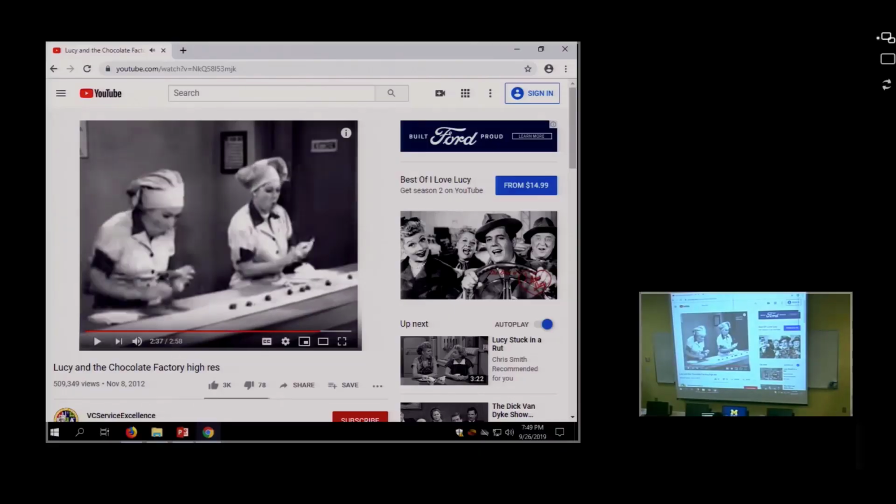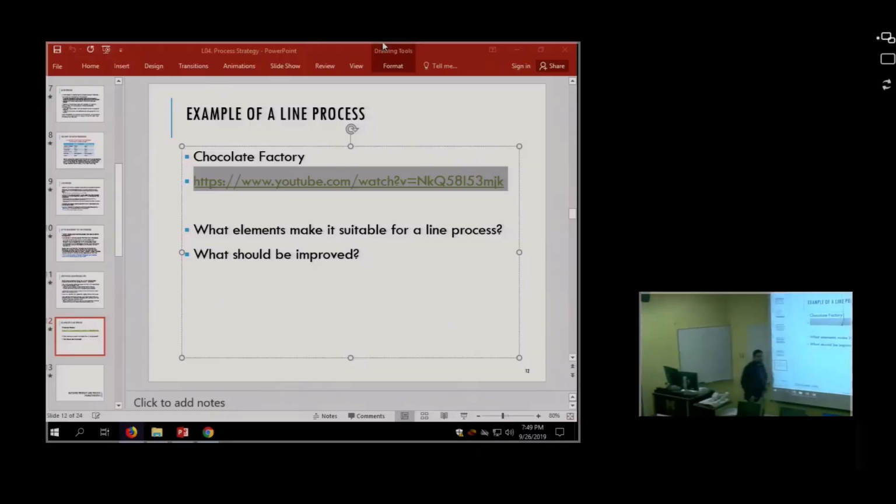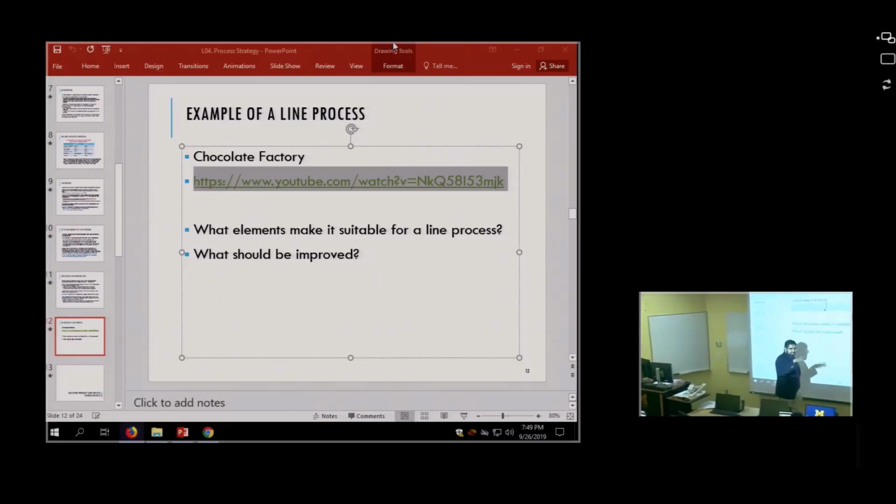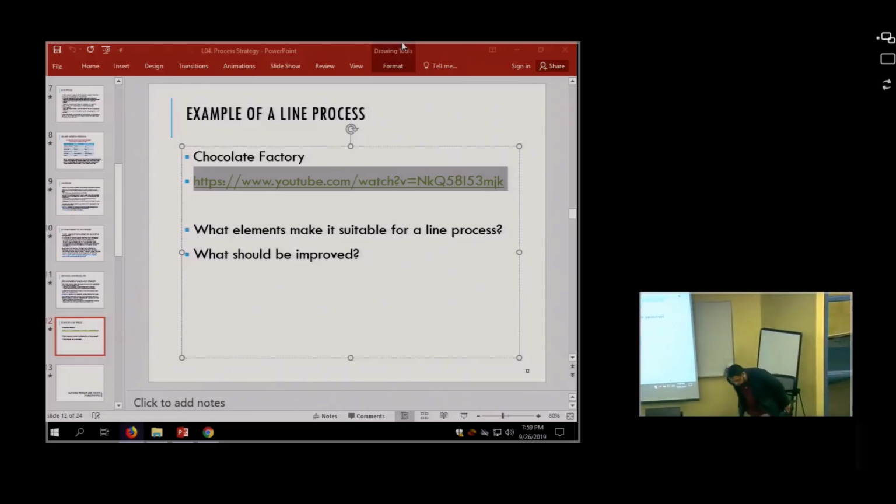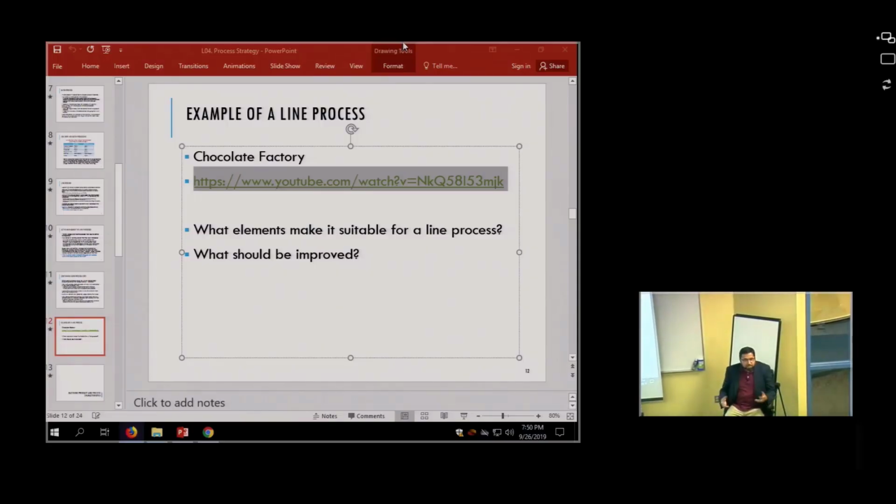Yeah, so should candy wrapping be a line process? No. Shaking head is a no or a yes. Wrapping chocolates, so they're in the packaging department of a chocolate factory. So should that high level question, should that be set up as a line process? Because it was a line process, right? Should that be set up as a line process?